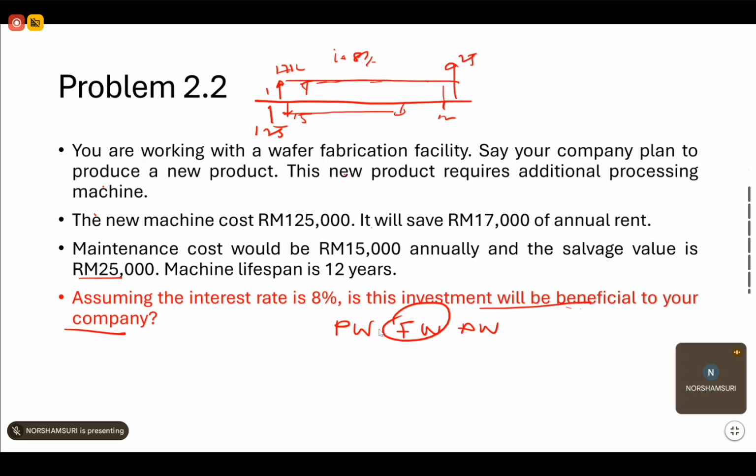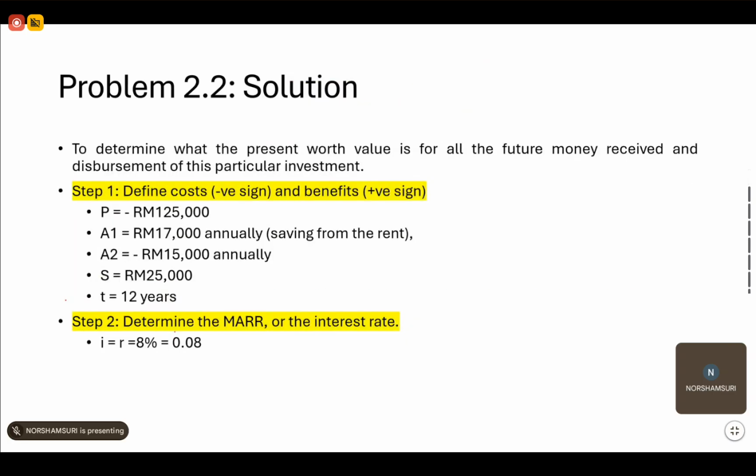If the question asks for future worth, you can put it. If they ask for annual worth, you can calculate the annual worth. For example, I calculate this one in annual worth. This one in present, I have to change into annual. This one is already annual. This one is already annual. This one is in future, so I have to change it to annual.